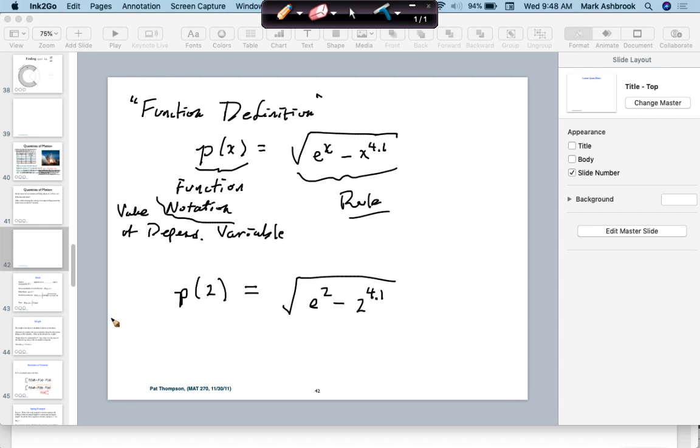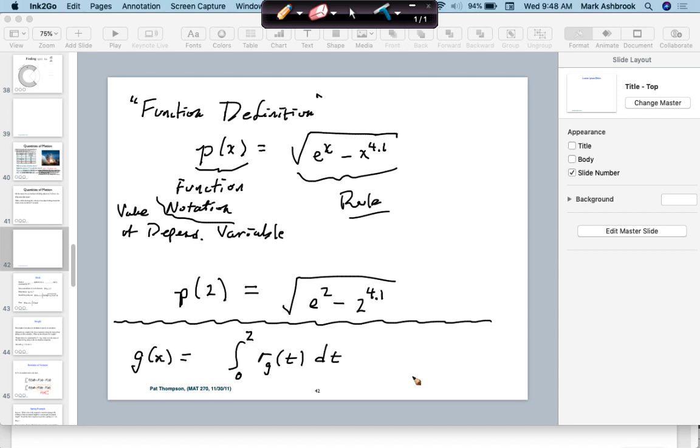Okay, so here's what at least half of you did on the exam. You wrote something like this. G of x equals the integral from 0 to 2 of g of t dt. Scores of you did this. So I want you to tell the person next to you, what's wrong with this? This is showing me that you don't quite understand function definitions, function notation, because you're writing g of x equals that. Tell the person next to you, what's wrong with that?